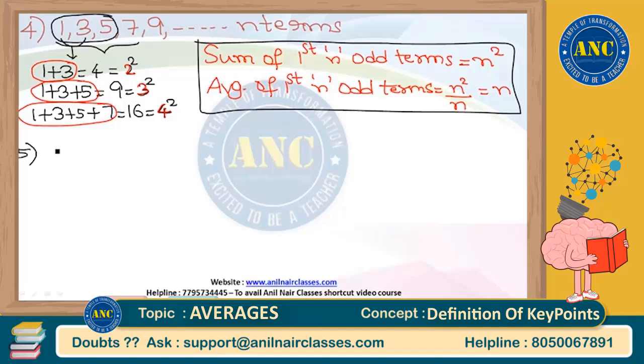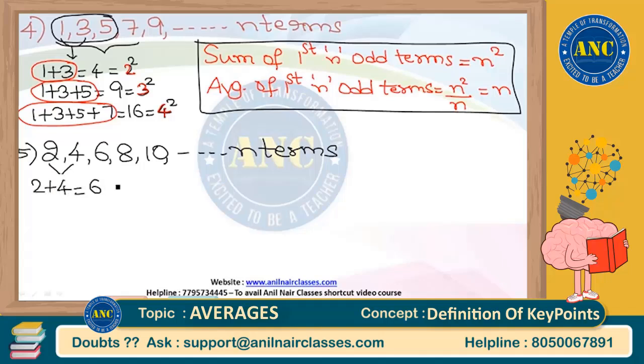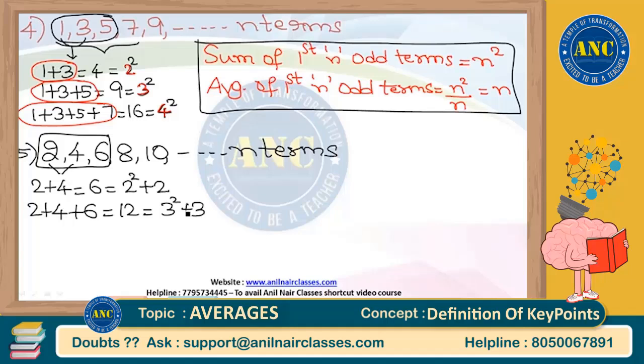Similarly, if I take an even number series, suppose for example 2, 4, 6, 8, 10, etc. till n terms, same logic I will implement, sir. If I add the first two terms, 2 plus 4 is 6. 6 can be written as 2 square plus 2. If I add the first three terms, 2 plus 4 plus 6, it is nothing but 12. 12 can be written as 3 square plus 3. Generalize it right now. Sum of first two even numbers is 2 square plus 2. Sum of first three even numbers is 3 square plus 3.